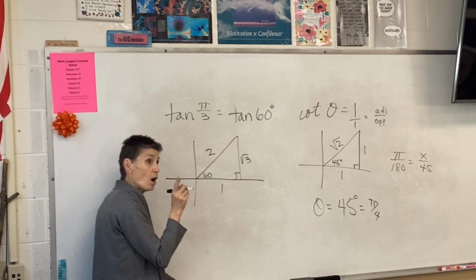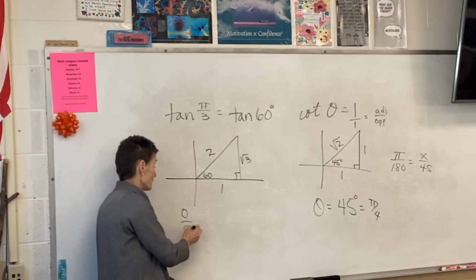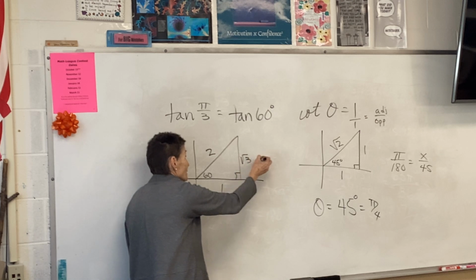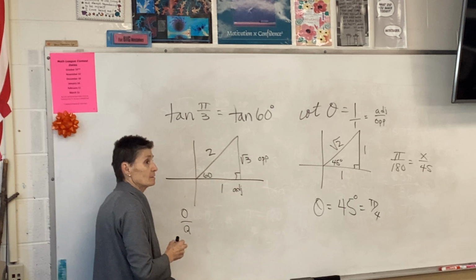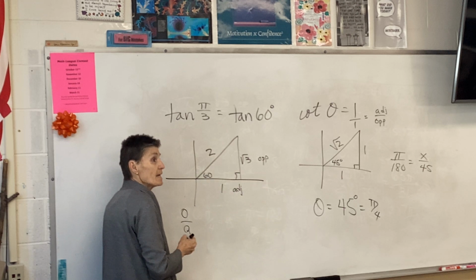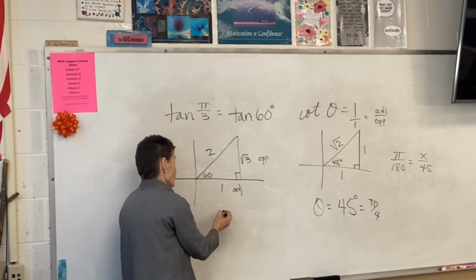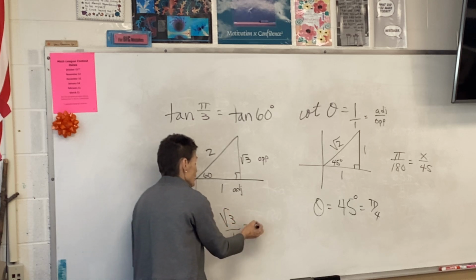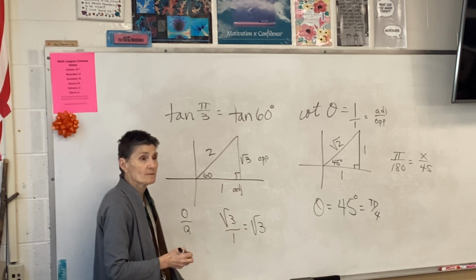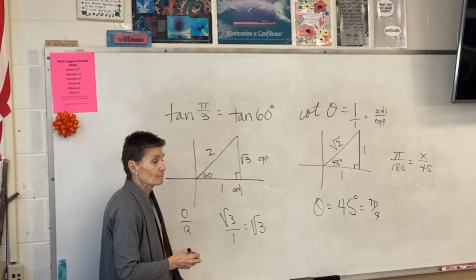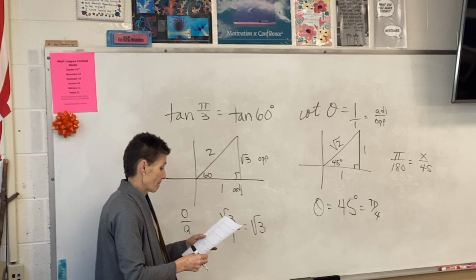And I want TOA, which is opposite over adjacent. So the answer is root 3 over 1, which is just root 3. So what's the tangent of 60? Root 3.